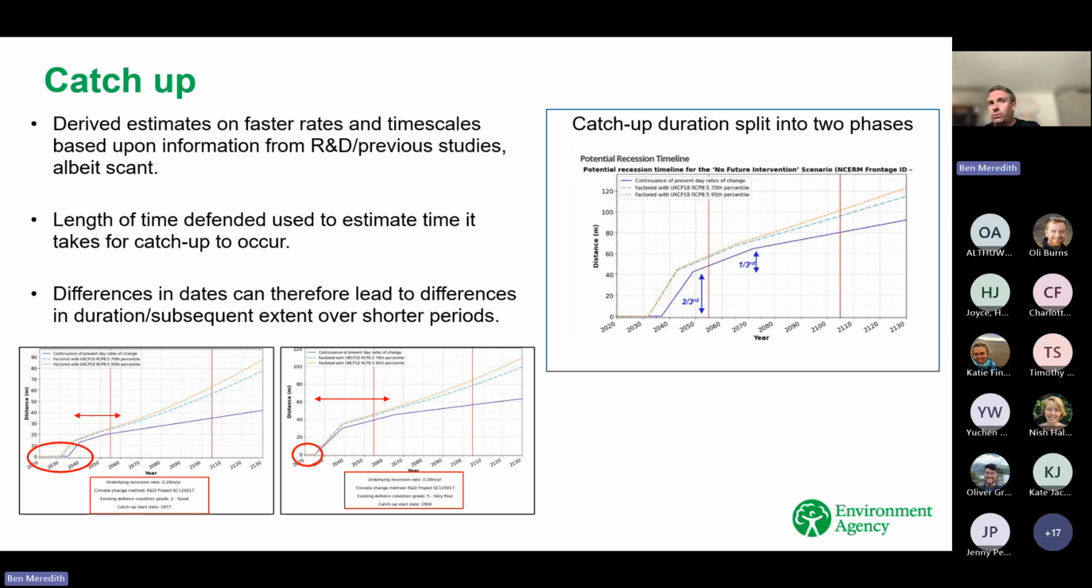To define how long the catch-up period may take, we looked at how long the coast had been defended for, and so how much time erosion had been prevented. And we took both factors into account, and we applied the first 2/3 of erosion recession into the first 1/3 of the time frame, and then allowed a slower rate to account for the next 2/3 of the catch-up period.